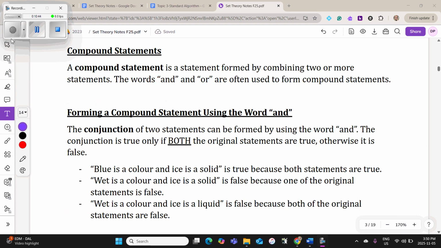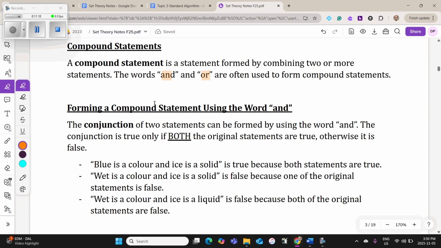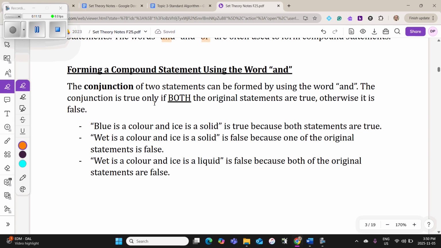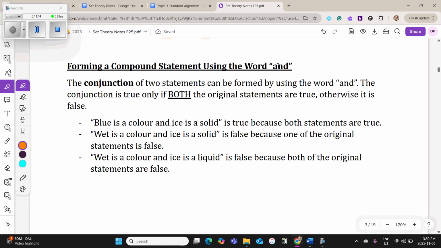Okay, moving on to compound statements. So a compound statement is formed by combining two statements, like the statements we learned previously. However, we're going to combine them with either the word and or or. So these two words have different meaning, and that's what we are going to focus on next. So first, let's look at the word and.